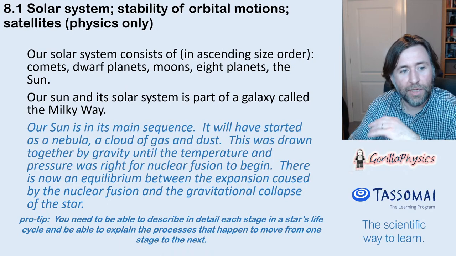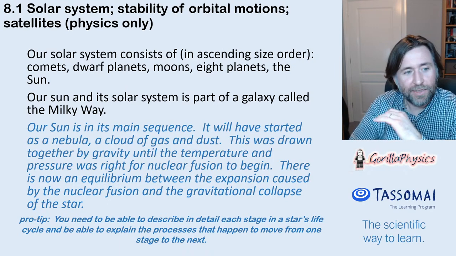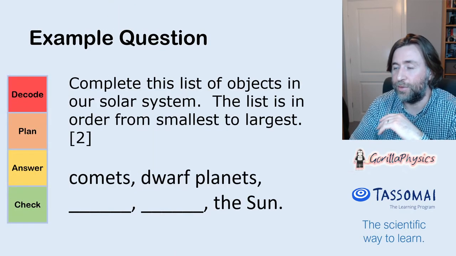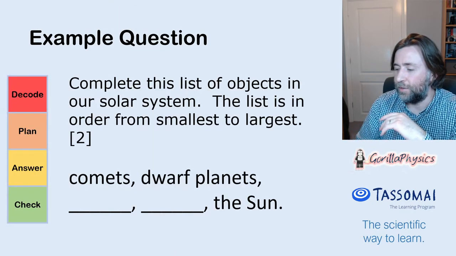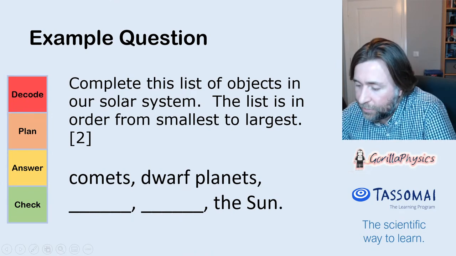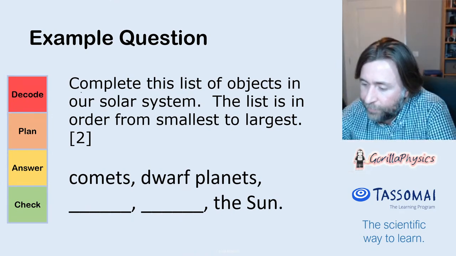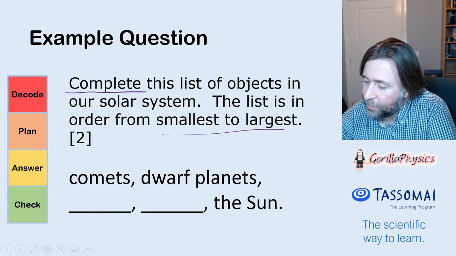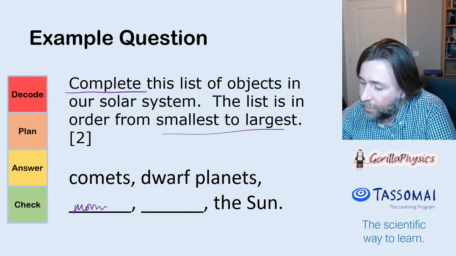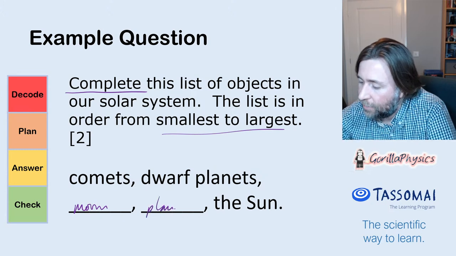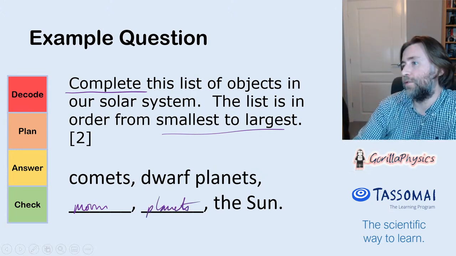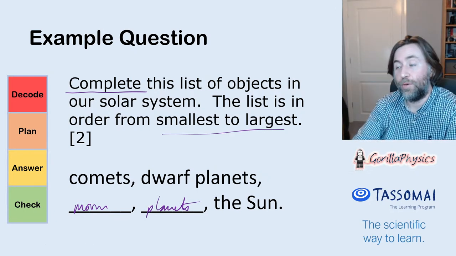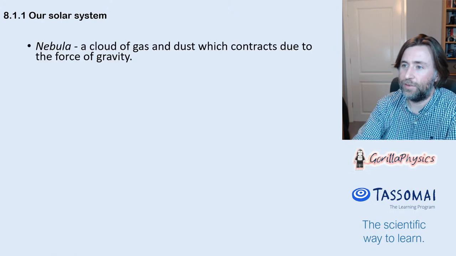Now you need to describe in detail every single step in a star's life, okay? And you need to explain the process in between them. But really quickly, objects in our solar system, it could be as simple as this, just complete this list from smallest to largest: comets, dwarf planets, moons, planets, and the sun. So they do like us to just have that kind of list of objects in our solar system and get their sizes right.